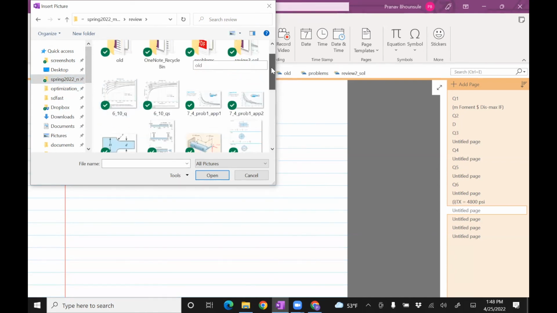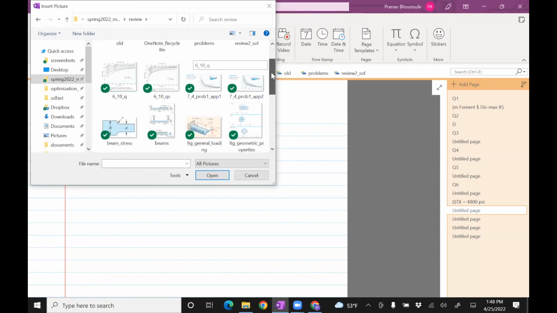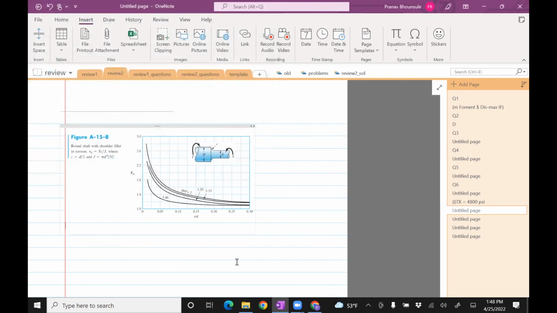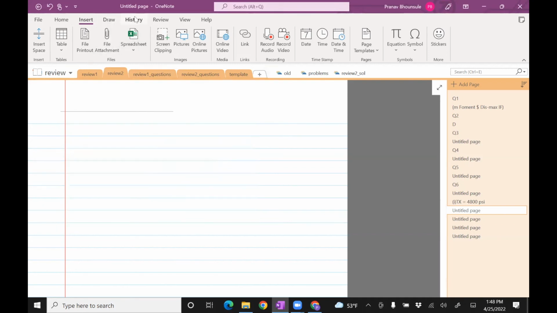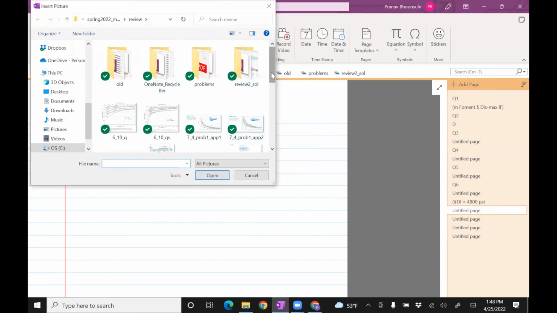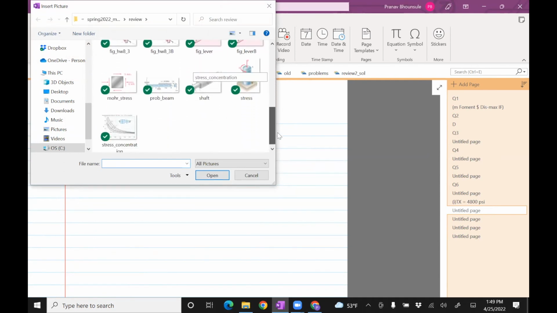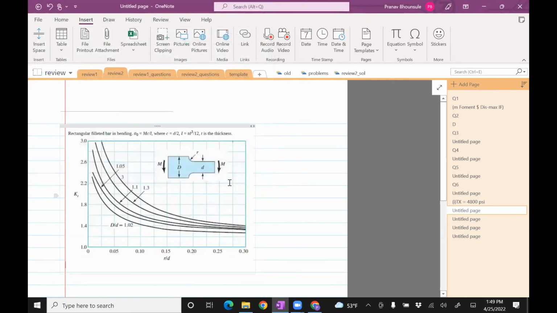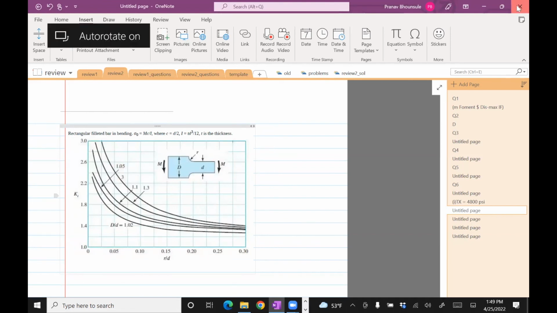Okay, let's see if we can find it. Maybe it's this one. Is this the one? This is not the one. Thought I had it here. Oh, that's the one. Okay, so what we have to do here is compute KT from this figure.